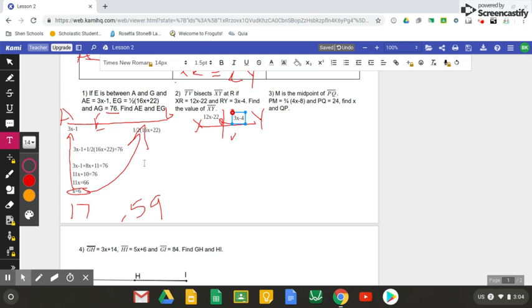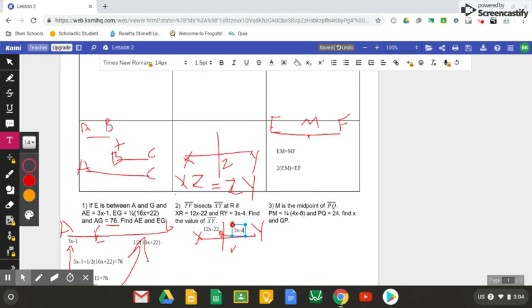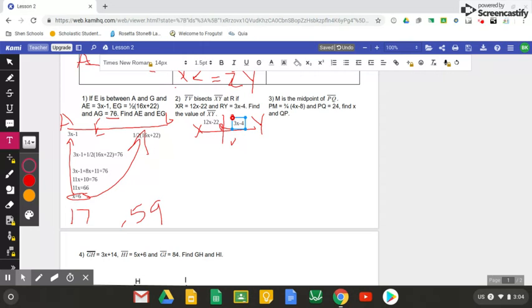All right, so I think to myself, what does that word bisects mean? I look above to my definitions, and it says a line, ray, or segment that divides a line segment into two equal parts. So XR and RY are equal. So I do 12x minus 22 equals 3x minus 4. Then I solve. Subtract 3x, 9x, add 22, equals 18, divided by 9, x is 2.